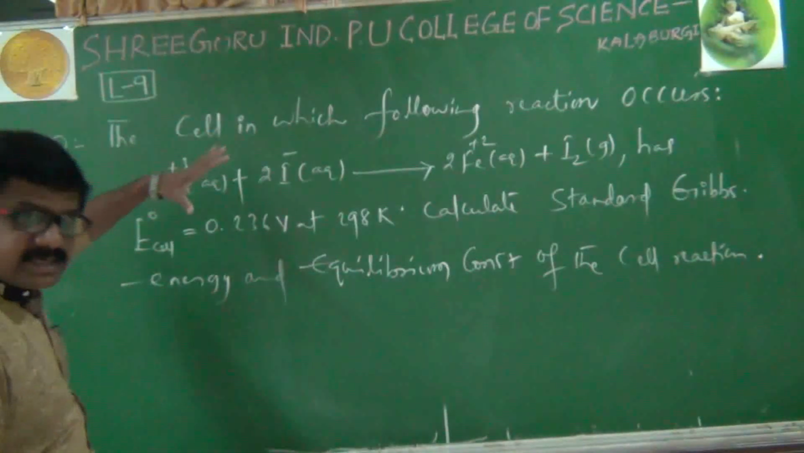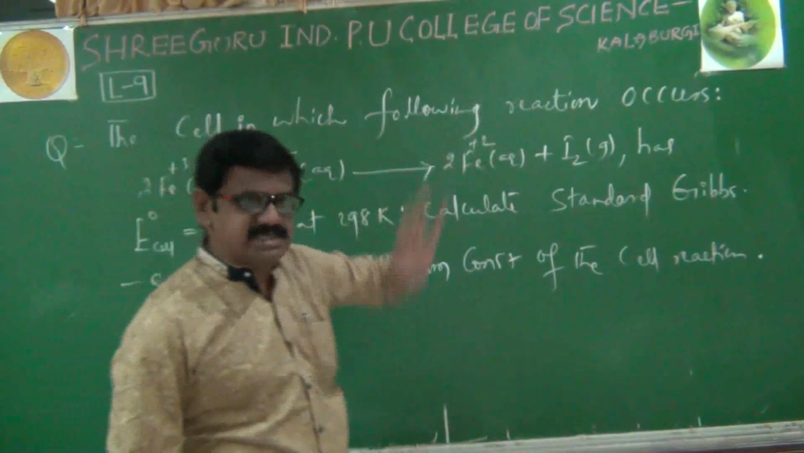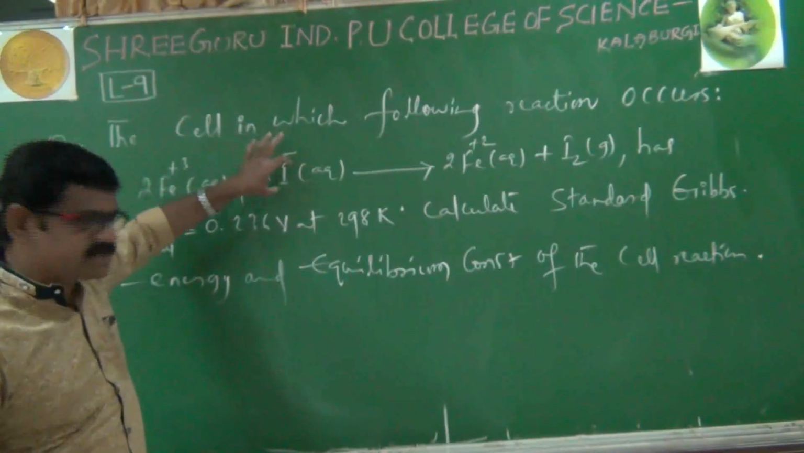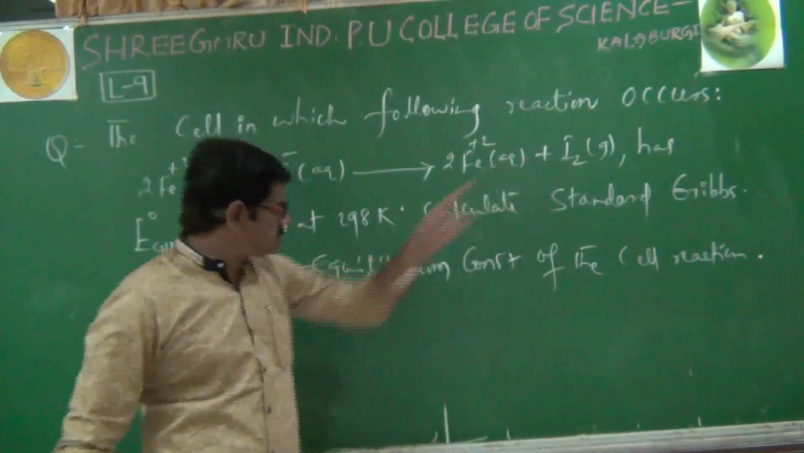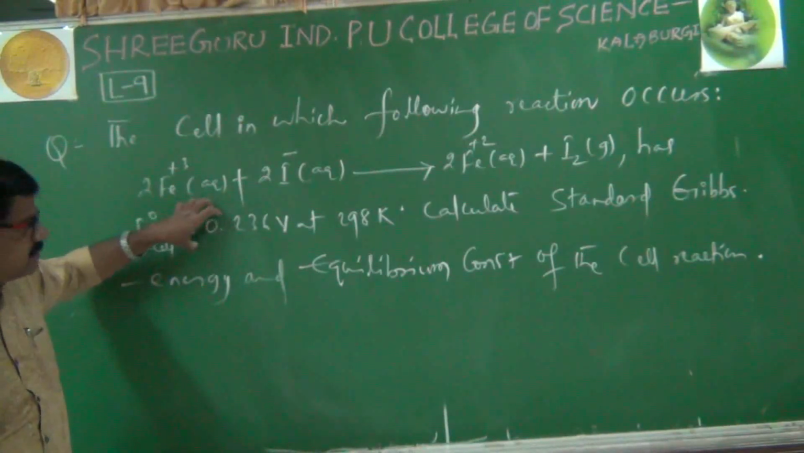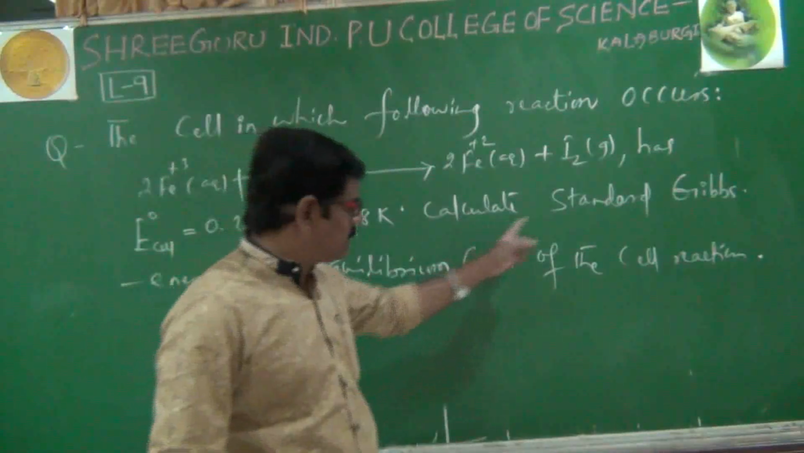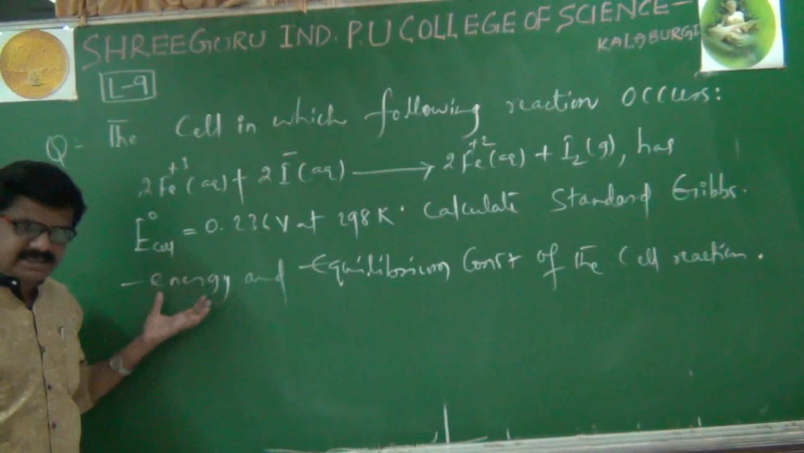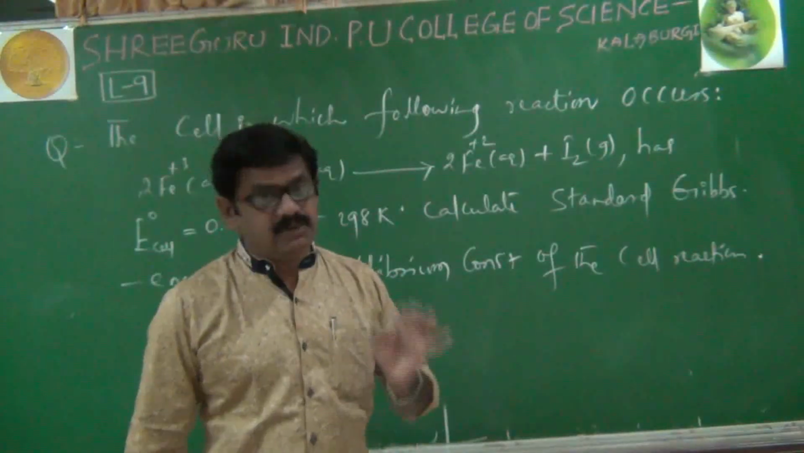First we will try to understand the given question. The cell in which the following reaction is taking place. Here one reaction is given: Fe3+ reacting with I- is converted to Fe2+ and iodine, and it has an E naught cell value. In this question the E naught cell value is given directly at 298 Kelvin, of course. Then he is asking for the routine again: calculate the standard Gibbs energy, that is nothing but delta G naught, and the equilibrium constant K value is asked.